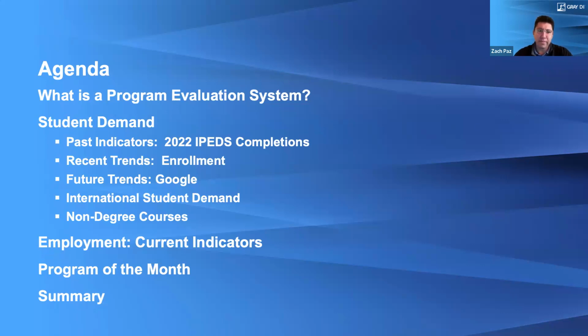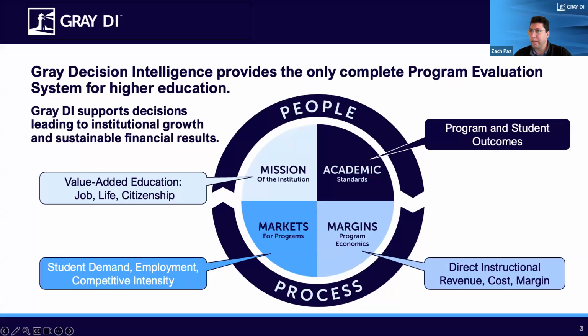Let me change my screen. Here we go. So what is a program evaluation system? We believe that we created a complete version of this, working with institutions such as yourselves over the last decade. What we've done is hopefully brought together the data in a platform for institutions to make data-informed decisions. And we think there are 4 key pieces to this. Well, actually 5, or 6 if you consider people and process.